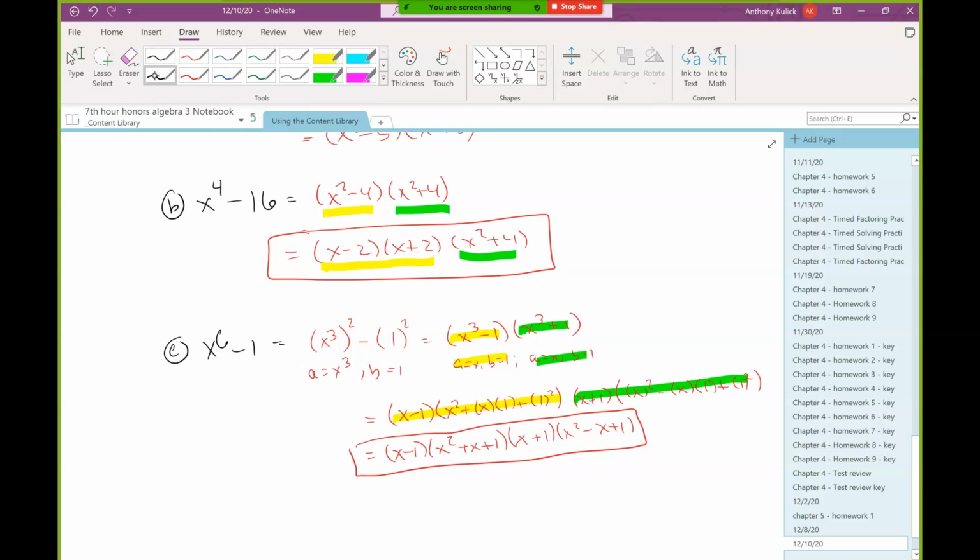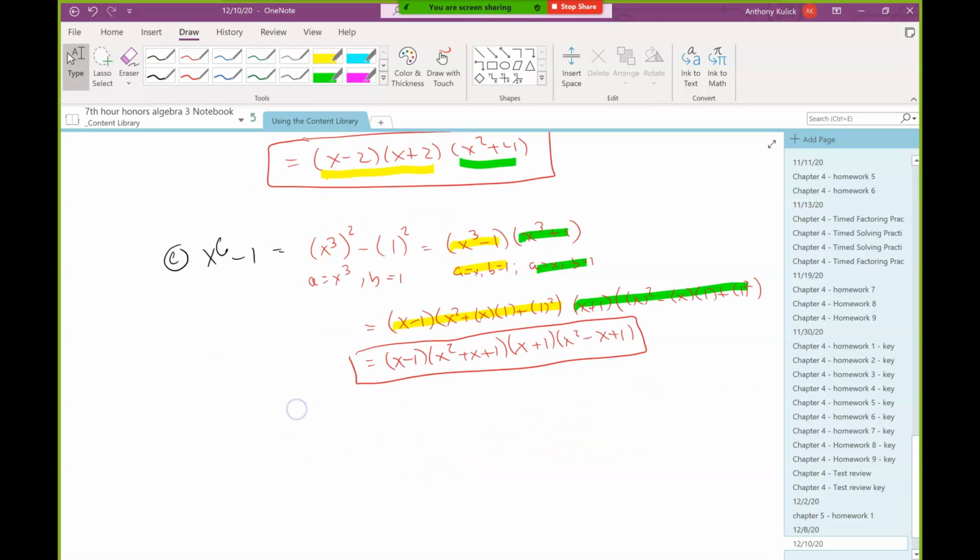Okay. Any questions about kind of using this difference of 2 squares? It's still the same idea as last chapter, but you then have to look at what you got to see if you can do any more factoring afterwards. Okay.